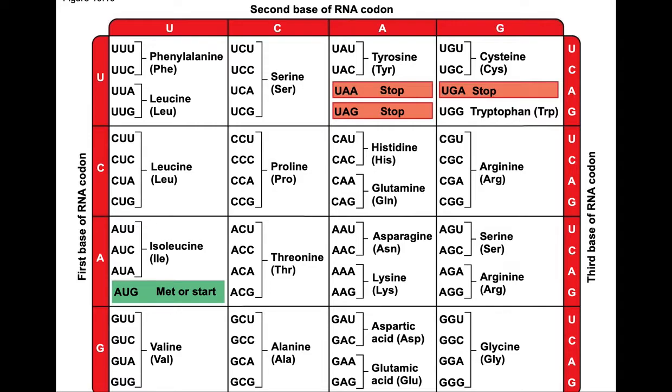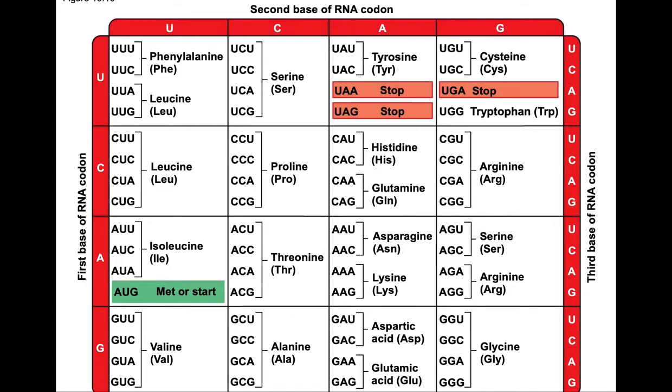Now let's go look at this chart again on page 178 for another point. Let's look at the very first corner box. The first corner box you see UUU, and then right below that you see UUC. Notice I only changed the last letter. Okay, so UUU and UUC. I only changed the last letter, and yet I still make what? I still make phenylalanine, which is PHE. Still.